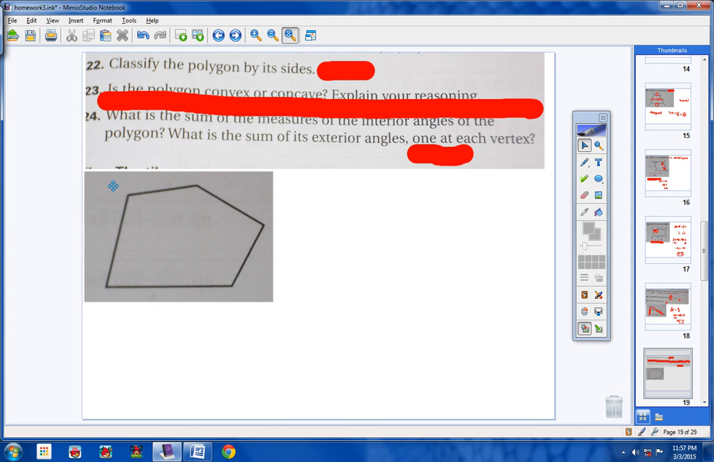Okay, let's classify the polygon by its sides. We have 1, 2, 3, 4, 5. It has 5 sides, so we call that a pentagon, okay? Pentagon.